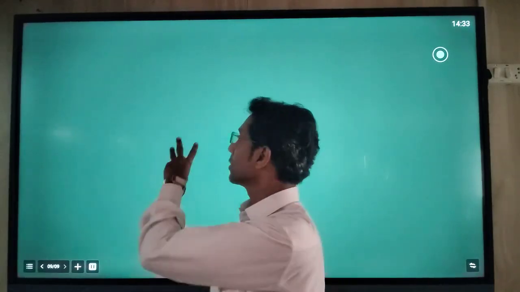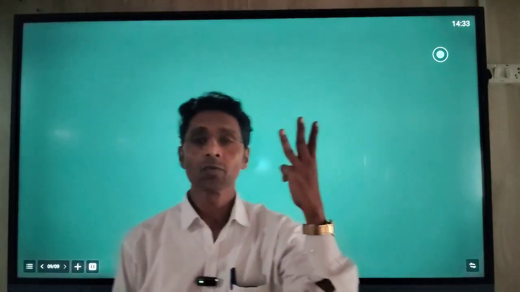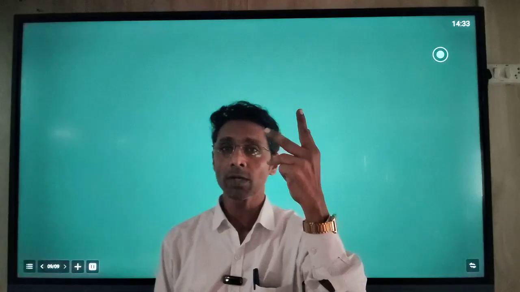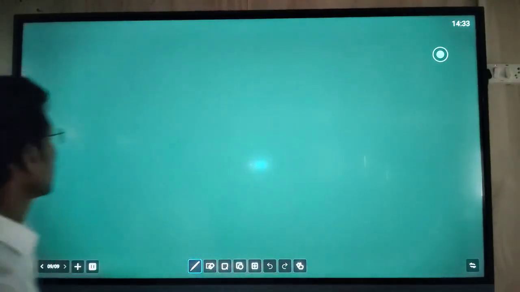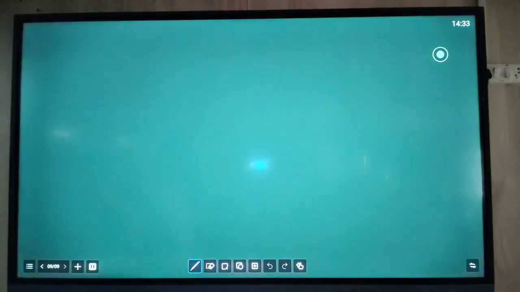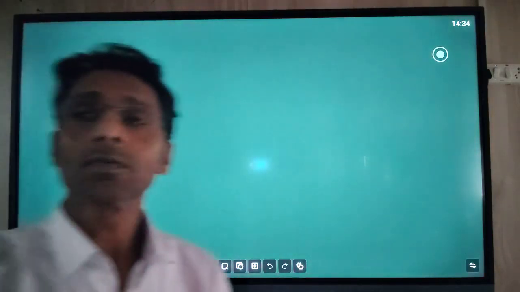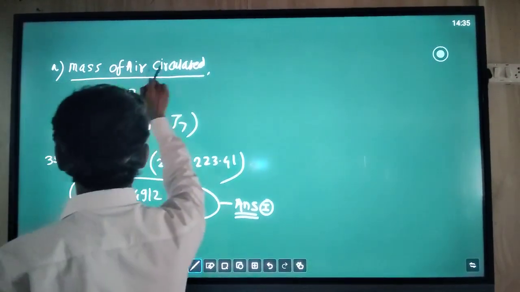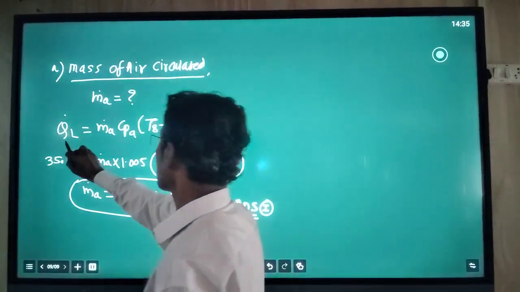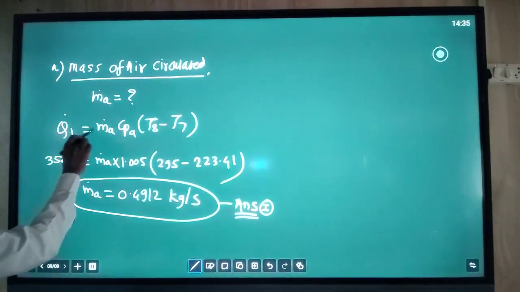Now the point comes, that is calculation of what is expected in the numerical: mass flow rate, power, and the third, COP. So for that we have to write the formula one by one, and putting the values we can calculate. We will write the formula for the mass flow rate first. For mass flow rate, we know the cooling load formula. So this is the cooling load formula.